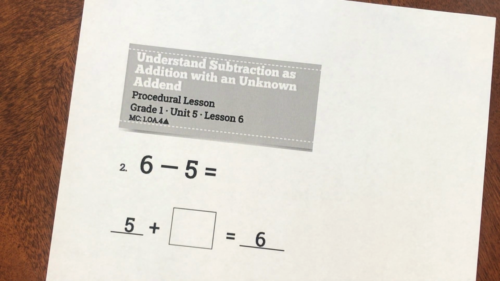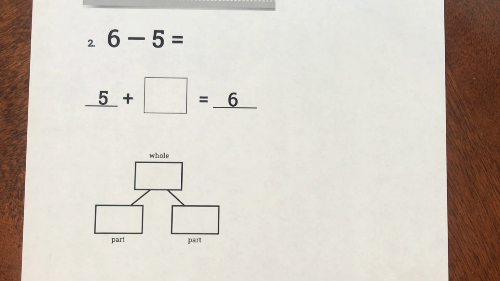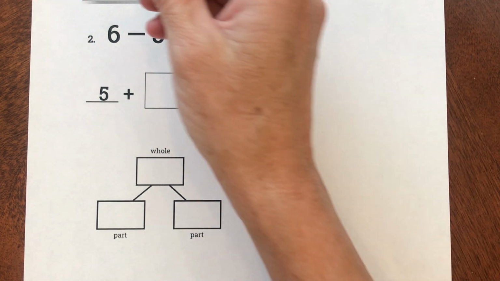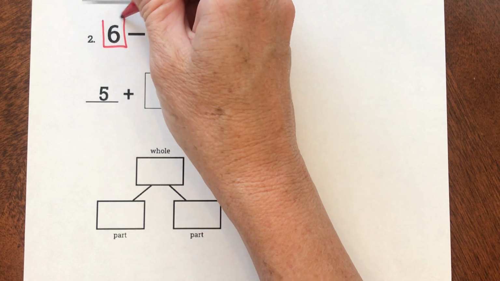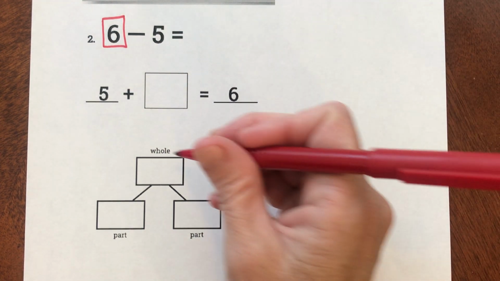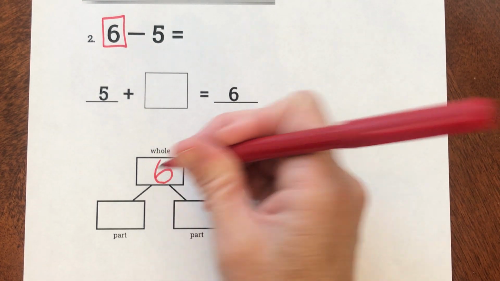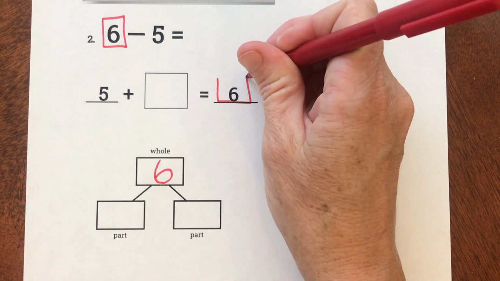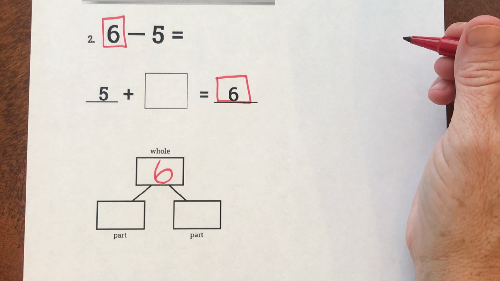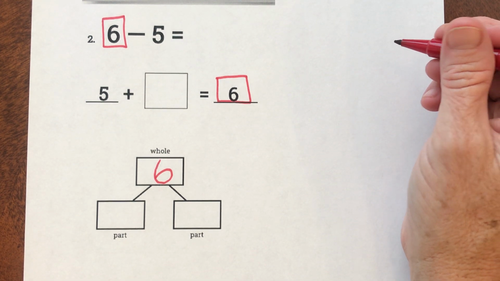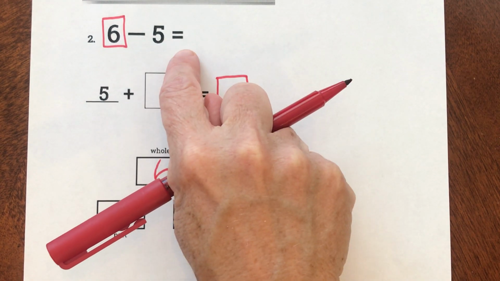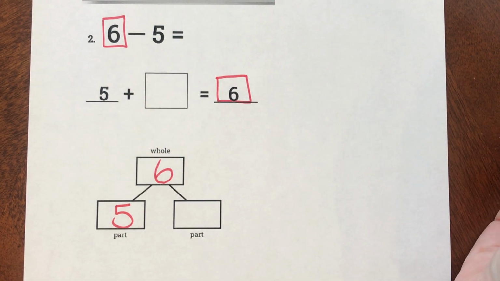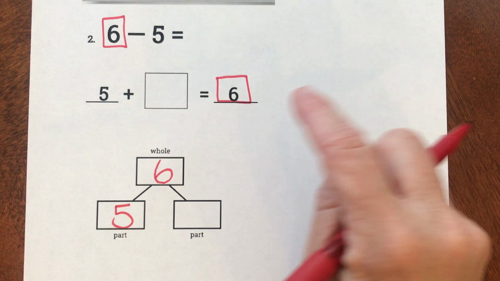Here's my next one. Okay. And what do I see? In the subtraction problem, my minuend is a 6, which means that's my whole. It's also in my addition problem, the whole is my sum. Okay, so if I have 6 minus 5, that means one of my parts must be 5 to make this a fact family.